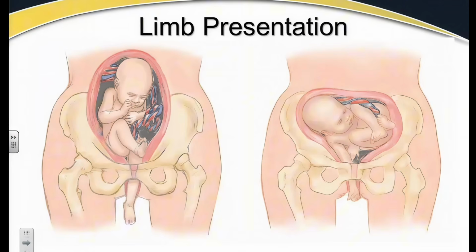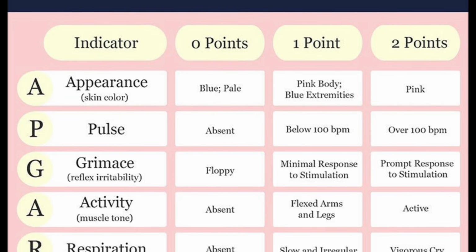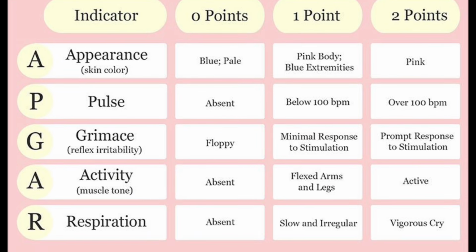A limb presentation cannot be delivered in the field. Transport immediately. After birth, your immediate newborn care priorities are drying and warming the infant to prevent heat loss and stimulate breathing. The APGAR score is assessed at 1 and 5 minutes after birth. It stands for appearance, pulse, grimace, activity, and respiration.